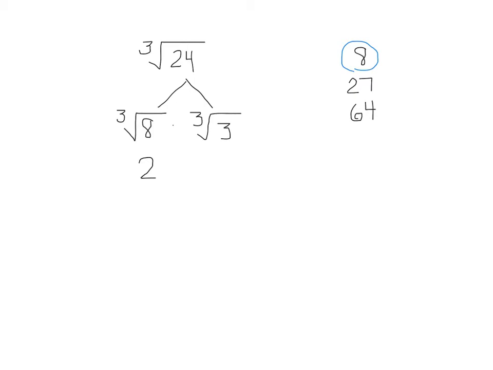Now with cube roots, they only have one possible value, because the cube root of 8 cannot be negative 2, because negative 2 times itself 3 times is actually negative 8. So negative 2 is not a cube root. There's only one cube root of 8, and it is the number 2. So the cube root of 24 simplifies to 2 times the cube root of 3. We don't do anything more with the 3, because if we found the cube root of 3, it is a decimal. If the directions say to simplify, we don't want a decimal.